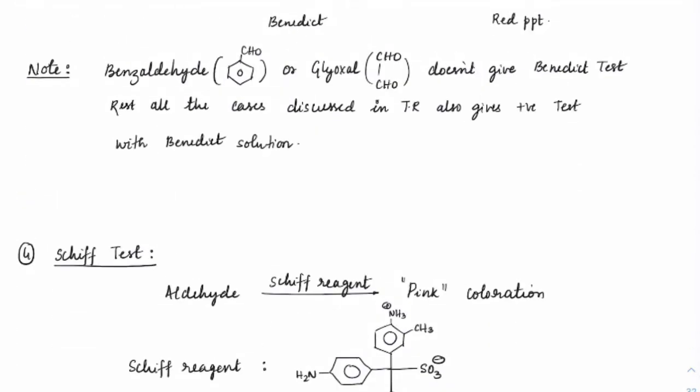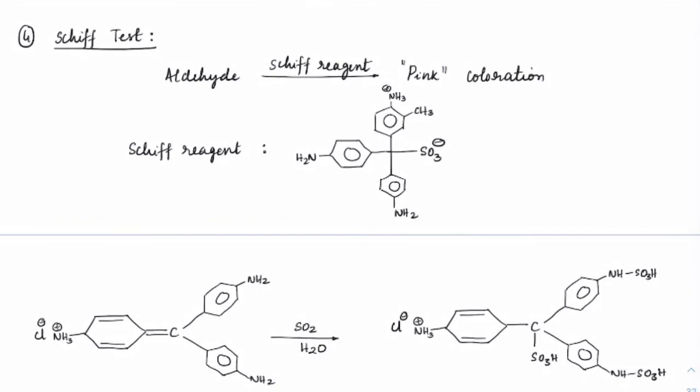Okay. And the last test in this is the Schiff test. Schiff base is different, Schiff test is different. Remember that C double bond N with some R group here or phenyl group here, we call them Schiff bases. Got it? These Schiff bases are different. Schiff test is different.